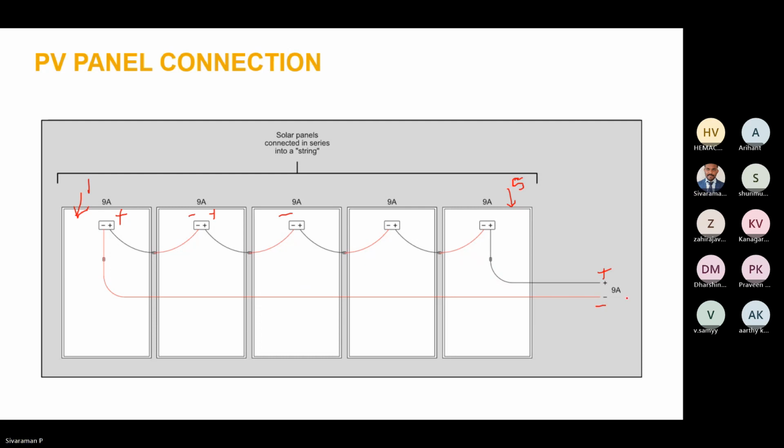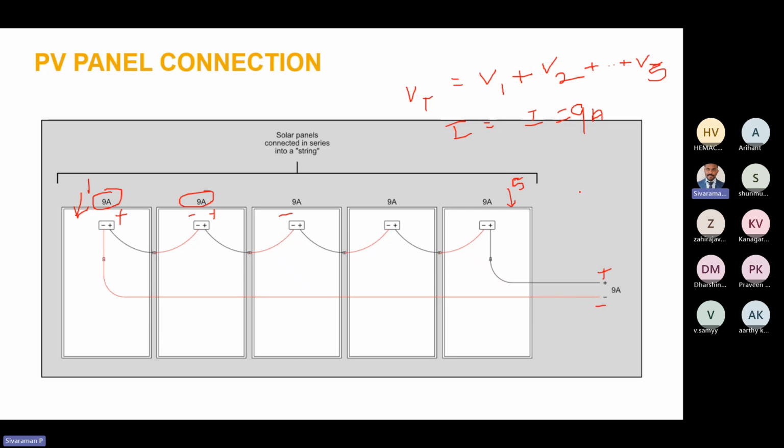As I explained earlier, when we add panels in series, voltage gets added. So V total equals V1 plus V2 up to V5 in this example. I remains the same. All the panels are 9 ampere, so I again remains 9 ampere, as I told. This is called a typical solar PV panel connection.